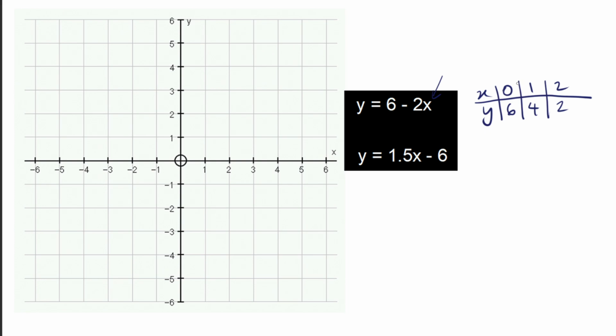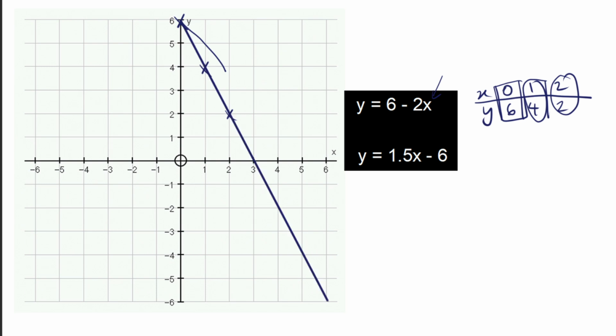So this point is 0, 6, which is here. Then we have 1, 4, which is here. And then we have 2, 2, which is here. And then I can join those together with a straight line. Oops. There we go. So it's going to look like this, isn't it, actually? Yeah, it'll look something like that.